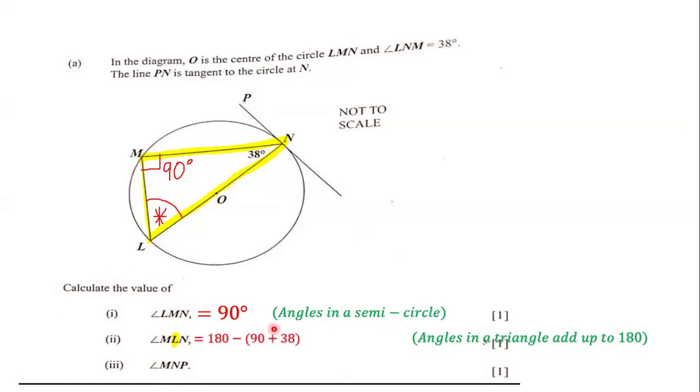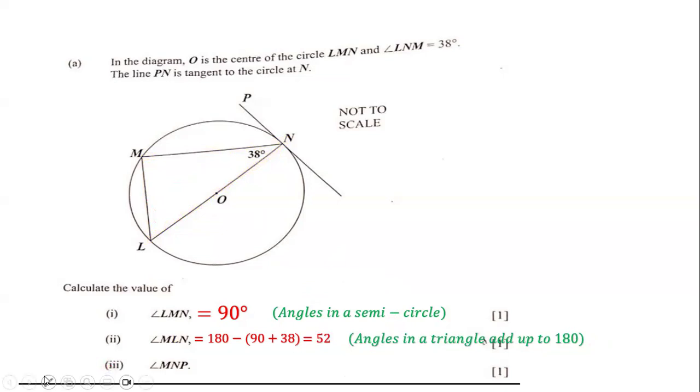And so let's do that. We have 180 minus 90 plus 38. And 90 plus 38 is 128. So we have 180 minus 128. And 180 minus 128 is 52 degrees. And so that means that the size of this angle right there, angle L, is 52 degrees. And that's the answer to this question.